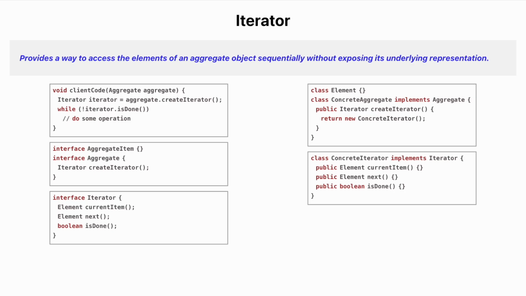Iterator provides a way to access the elements of an aggregate object sequentially without exposing its underlying representation. Here, the client has the reference to the aggregate subclass instance. In concrete aggregate instance, create iterator operation is executed to fetch iterator subclass instance. The iterator interface provides a method to get the current element, next element, and to check whether iteration is completed.